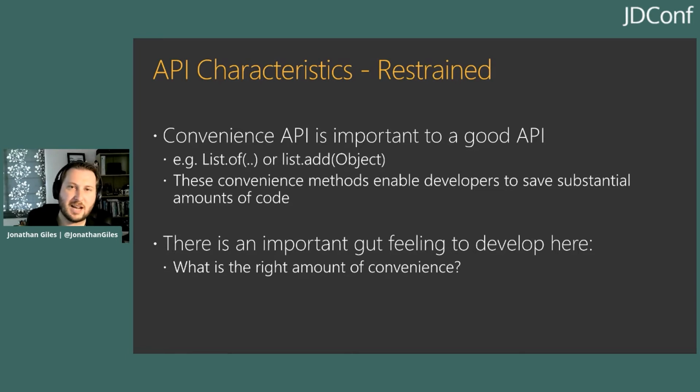And so these kind of convenience APIs save the developer a huge amount of pain, and it also saves them from potentially introducing errors. We could have an index out of bounds exception, for example, with the list.add if we passed in a bad index. So what I'm saying is API design isn't a science, it's an art, and there's a lot of gut feeling that we have to work through to understand what's the right level of convenience that we should add to our APIs.